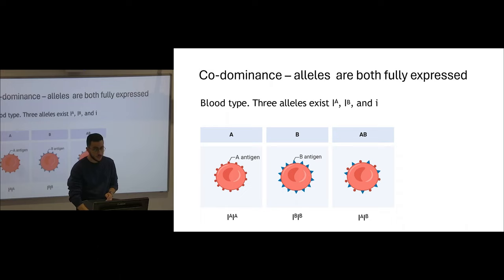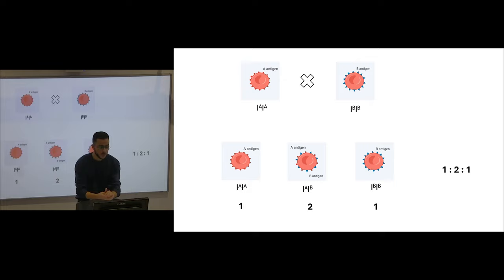But let's look at how you can get the blood type that you have right now. When you cross two individuals, one with blood type A, homozygous for IA, and one with blood type B, homozygous for IB, you end up with a similar 1:2:1 ratio. The only difference is that now the middle ones are codominant, so they express both the B and the A antigen, and this one becomes blood type AB. These two are either blood type A or B. This is what we mean by codominance: both alleles are expressed, so in the case of blood type AB, you have both alleles being expressed.